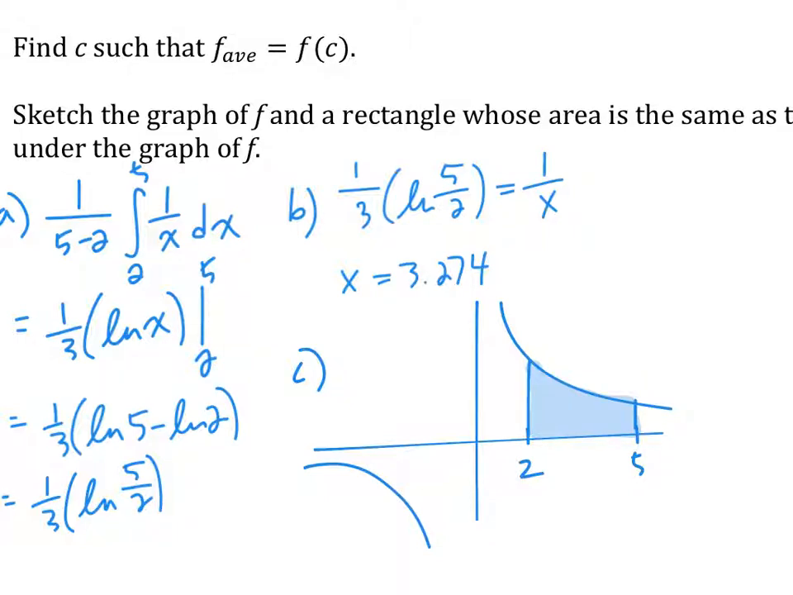It has to happen at x equals 3.274. So x equals 3.274 is around here, and it's going to hit the curve there. That is the average value. So this is f average. And then if you draw a box with f average as the height and between 2 and 5, that rectangle will give you the same area as the area under the curve.